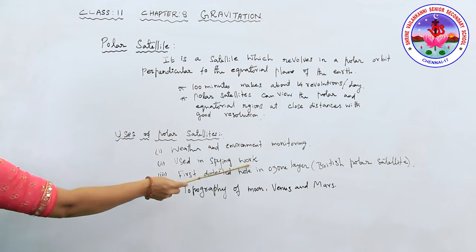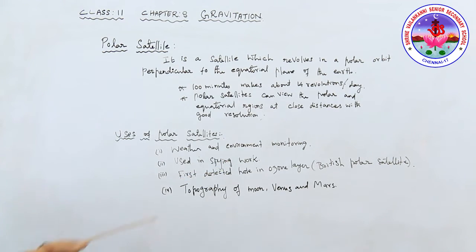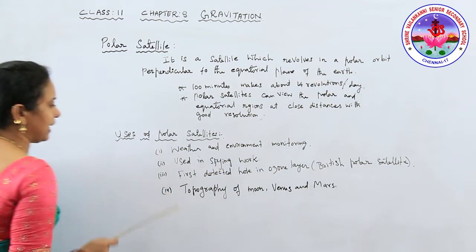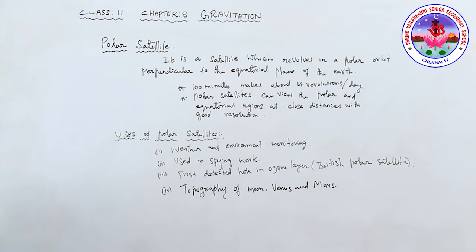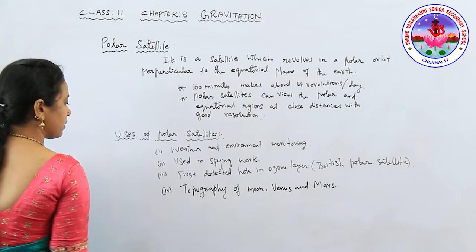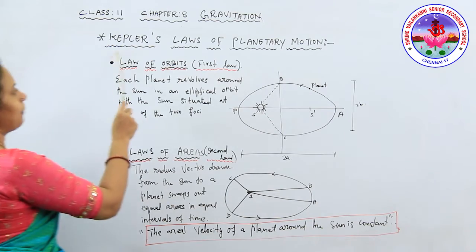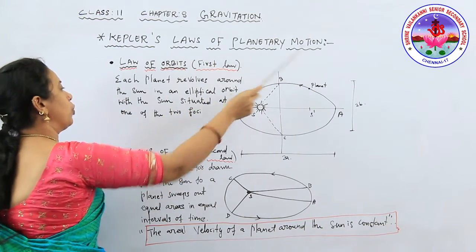It is used for spy work, and we can say that the British polar satellites were the first to detect the hole in the ozone layer. And also polar satellites are used to study the topography of the Moon, Venus and Mars, right? Now let us see Kepler's laws of planetary motion.